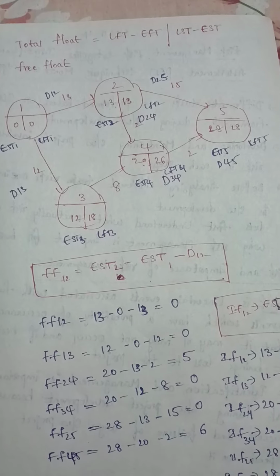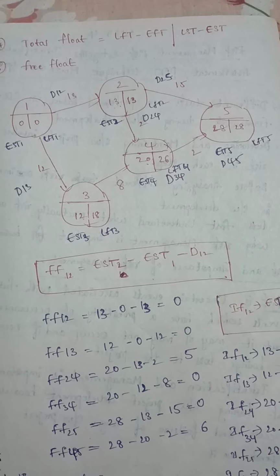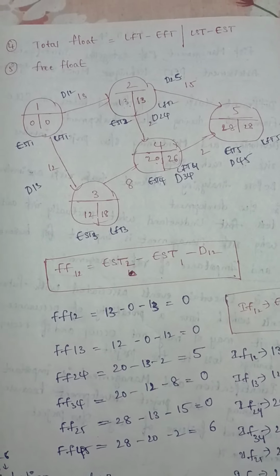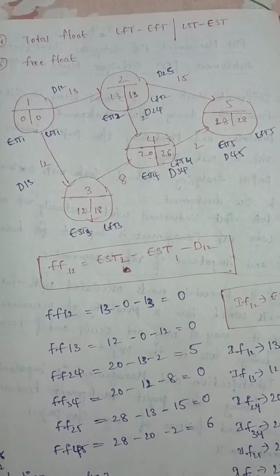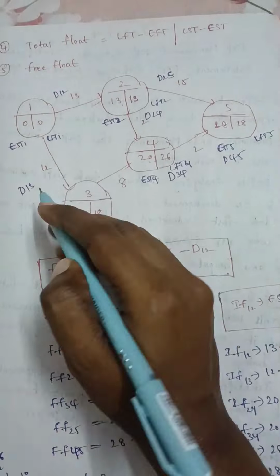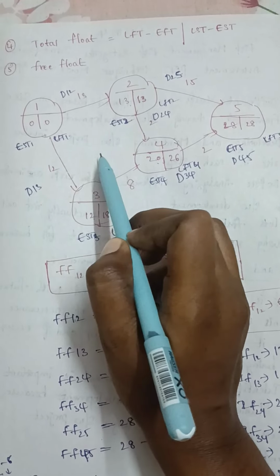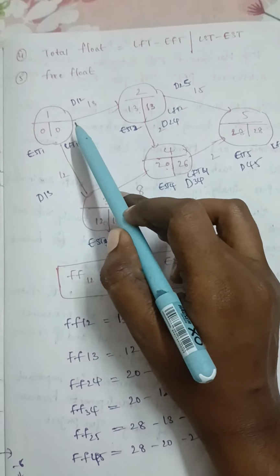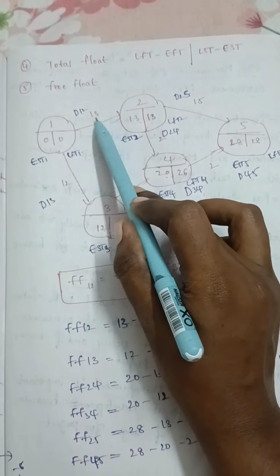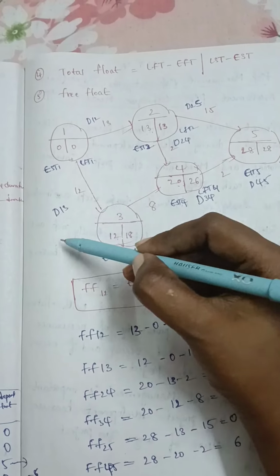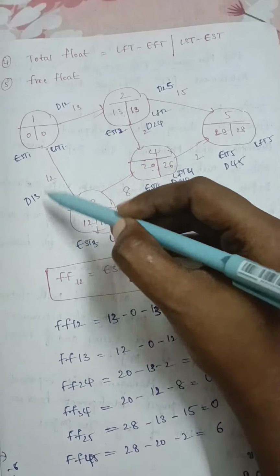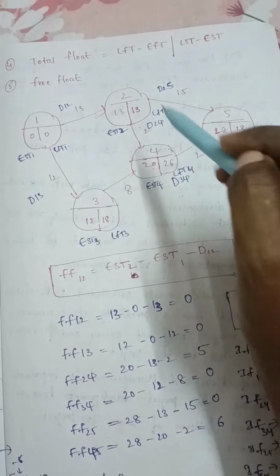For calculating the total float and free float, the total float formula will be LFT minus EFT or LST minus EST. We can consider either one of the formulas and give the total float. For free float, in the last step we have given the EST and LFT. In the same way we have to give the duration for the activities. D12 means the duration between activity 1 to 2, and D13 means the duration between activity 1 to 3. In the same way we give the duration for the 5 activities.